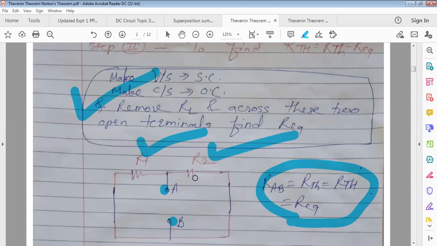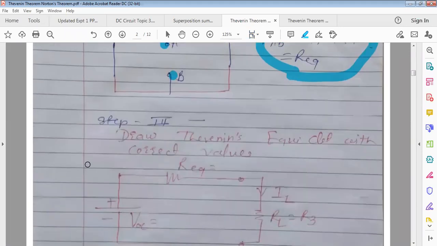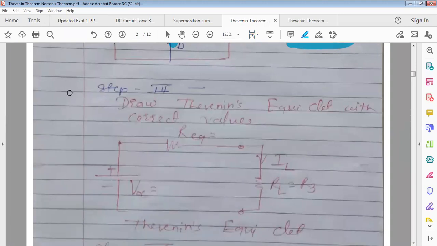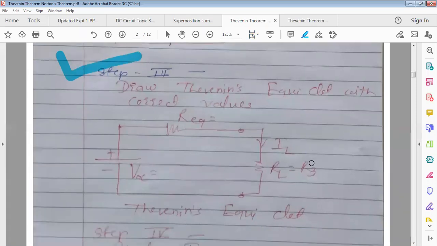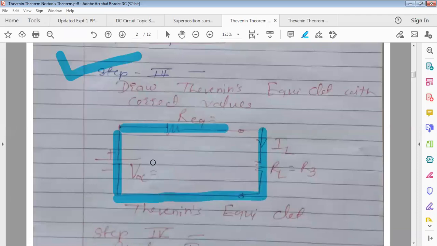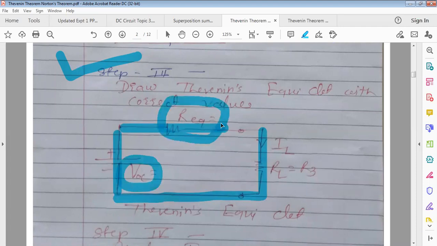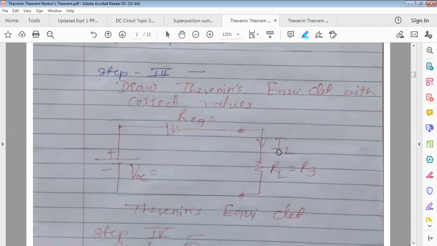Now, what is the third step? Draw, according to this theorem. Draw Thevenin's equivalent circuit. I have already explained that to you, but actually it's the third step. What is Thevenin's equivalent circuit? VTH in series with RTH in series with RL. You can represent VOC and R equivalent also for Thevenin's equivalent voltage and equivalent resistance, isn't it? This is the third step.